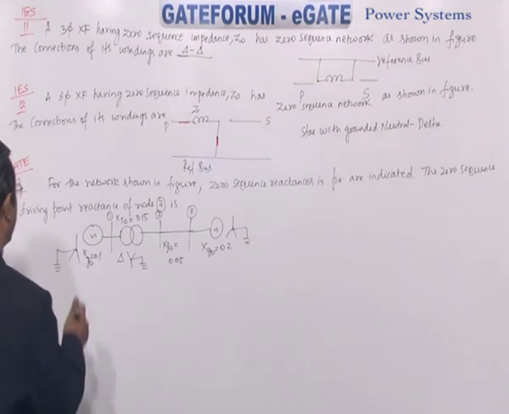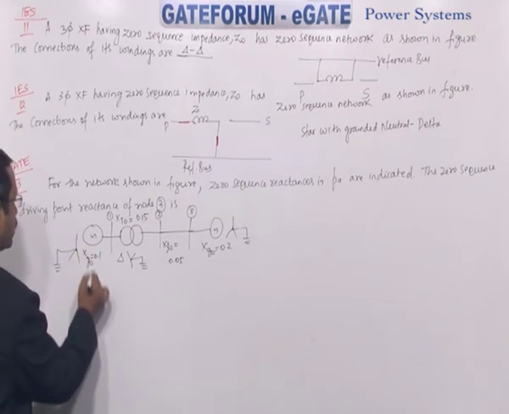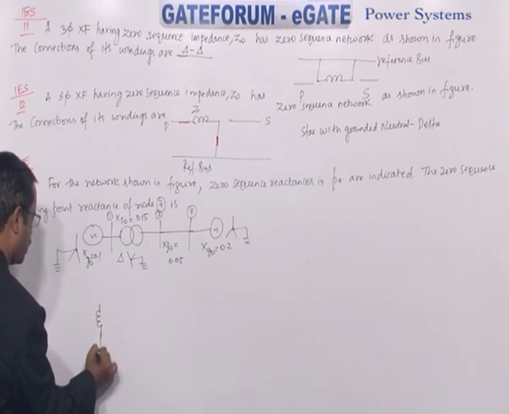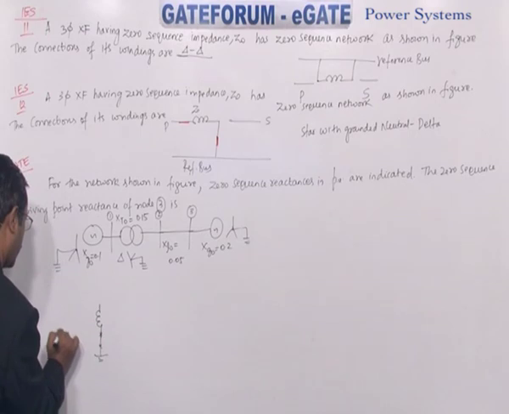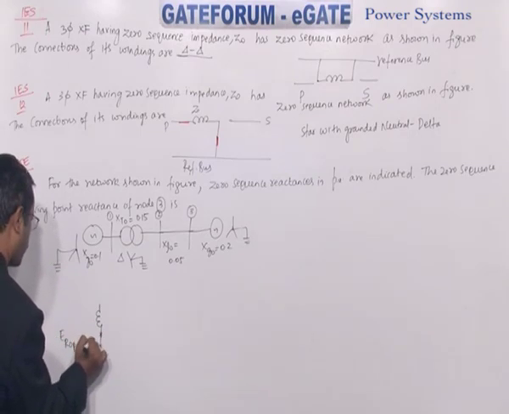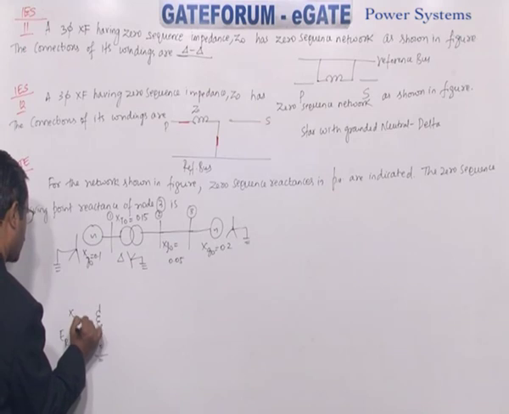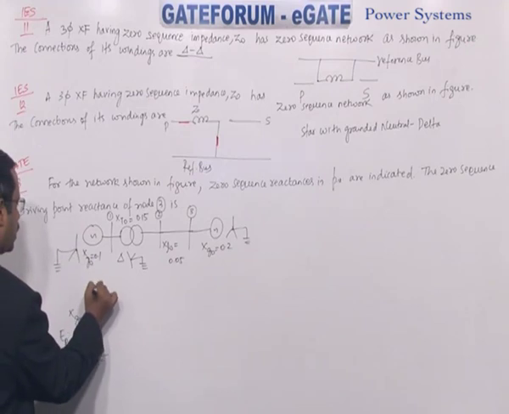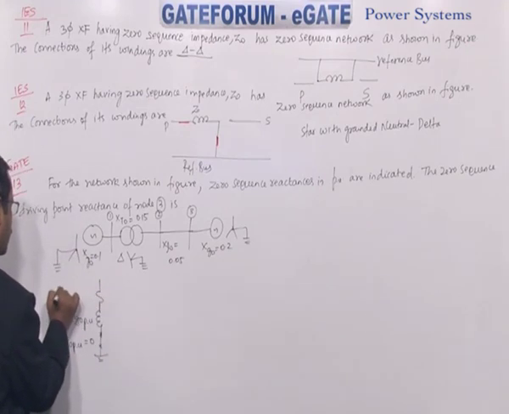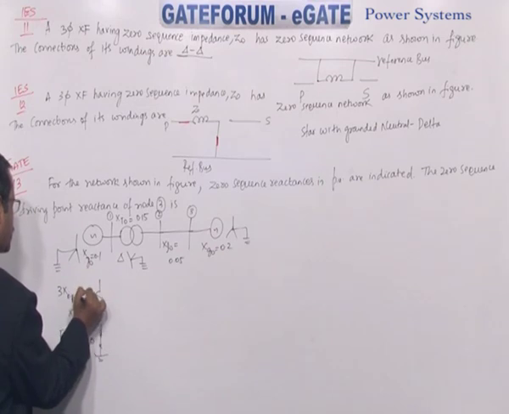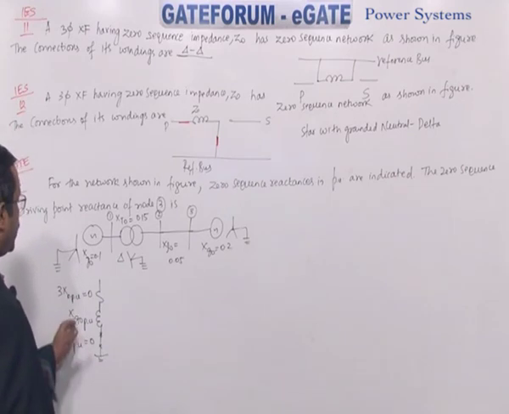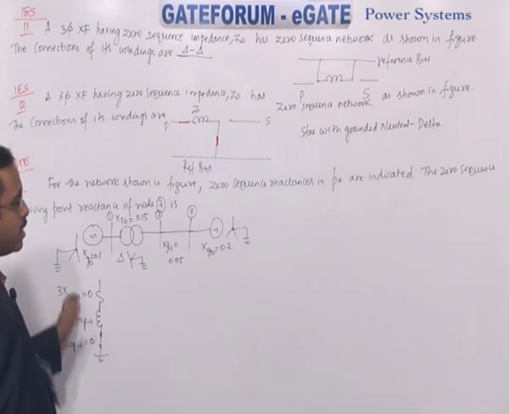So we draw the zero sequence network now. For the alternator, represent Xg0. What about XR0 per unit? 0. Here only Xg0 per unit is given. But here we have a solid neutral. If we have a solid neutral, 3Xn per unit is 0. In general you write Xg0 plus 3Xn.